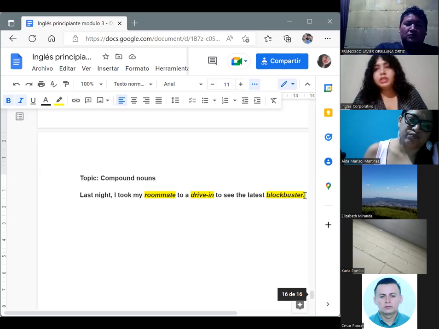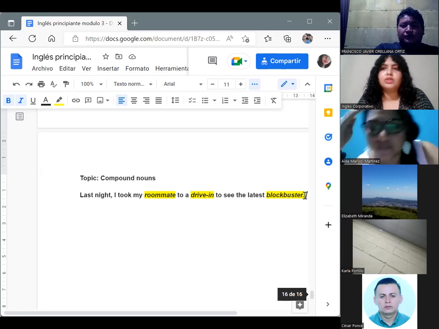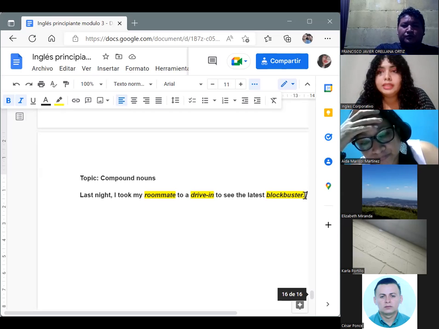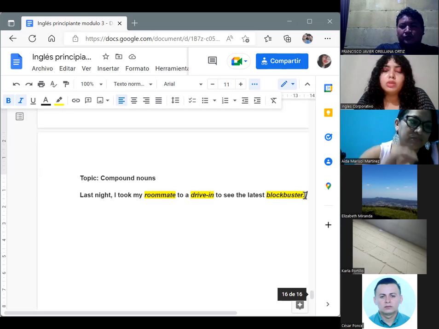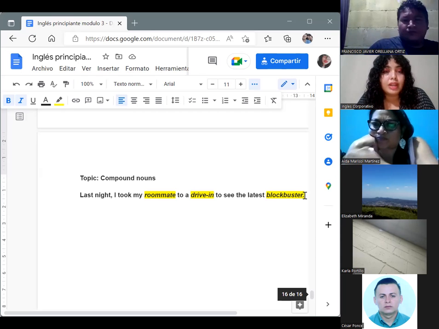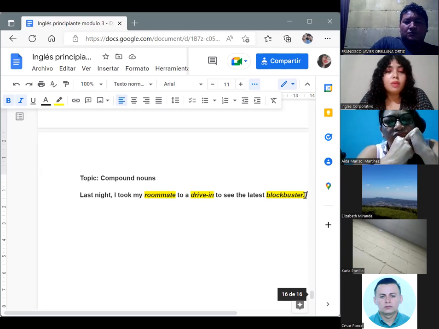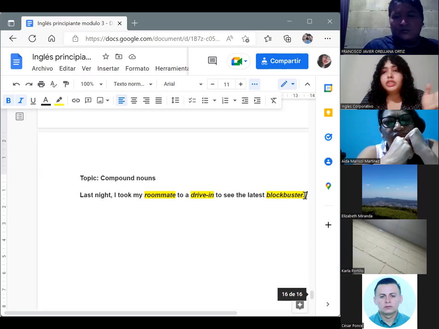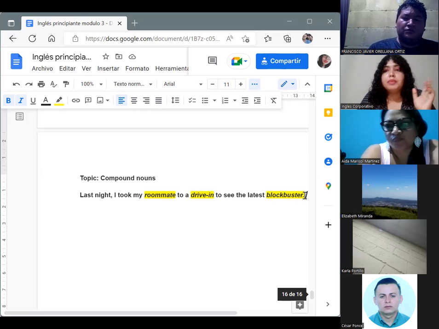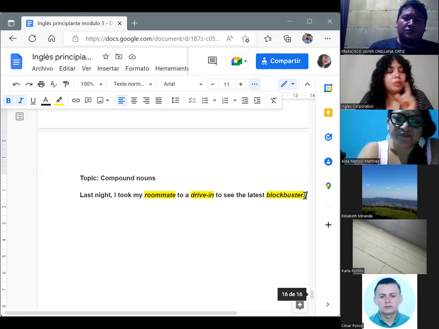Tenemos ese ejemplo donde estamos marcando tres palabras, por ejemplo, roommate. Es una palabra bastante común que nosotros utilizamos o ya hemos escuchado muchas veces y sabemos qué significa, que es como el compañero de habitación, el compañero de cuarto. Pero esas tres palabras que nosotros tenemos marcadas ahí son compound nouns. No son nombres como nosotros lo utilizamos, por ejemplo, car, frog, t-shirt, computer, and all of the things son diferentes.